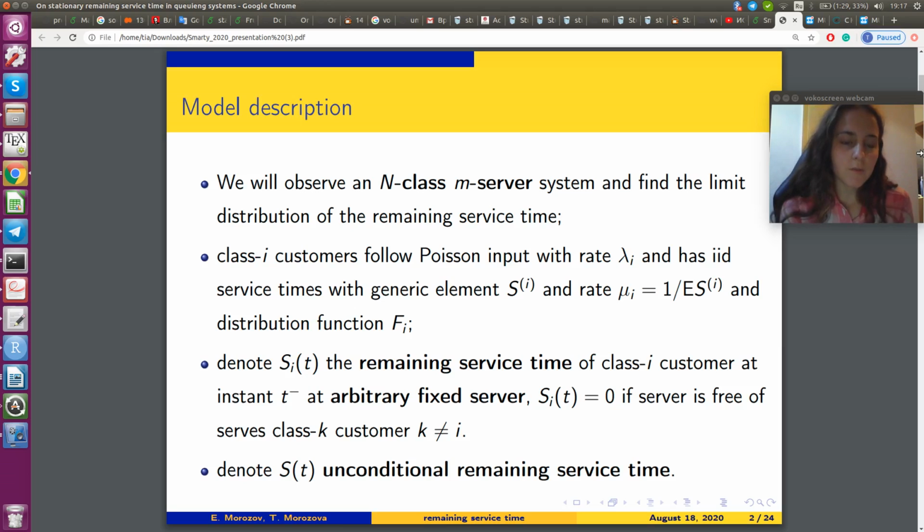We have customers of different classes. They follow a Poisson input flow, and the service times have a general distribution. Since the remaining service time is our main focus here, we will instantly define them as S and Si: the conditional and unconditional remaining service time. Unconditional means it does not depend on the class.